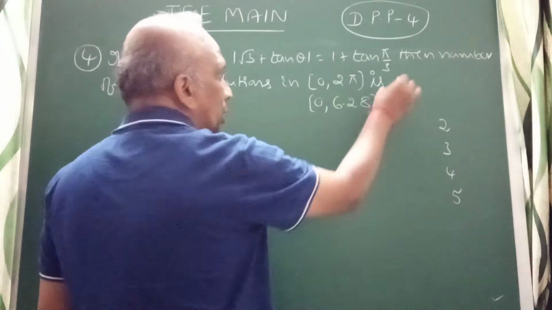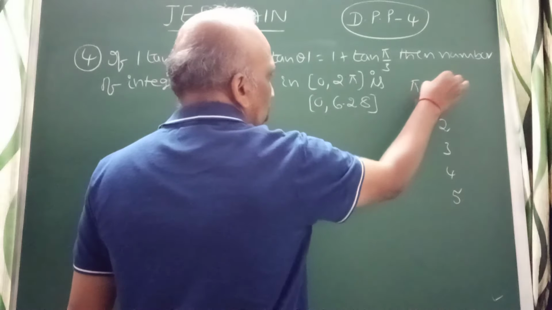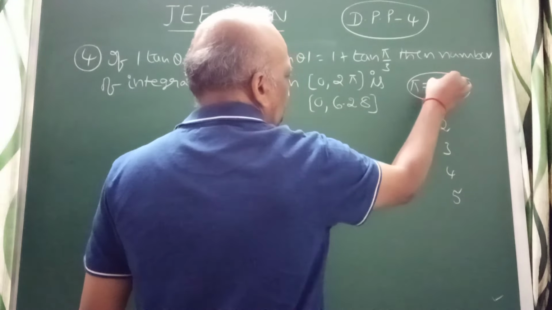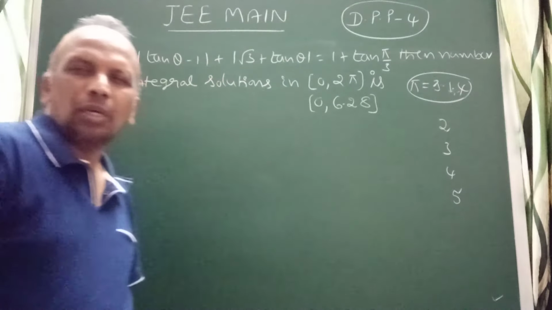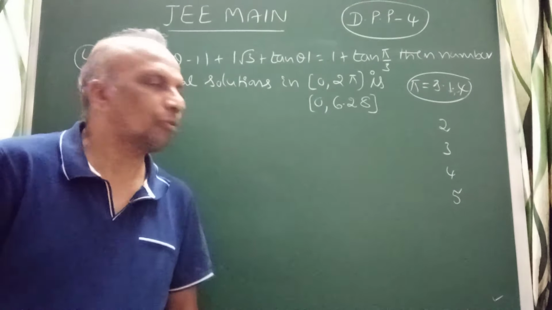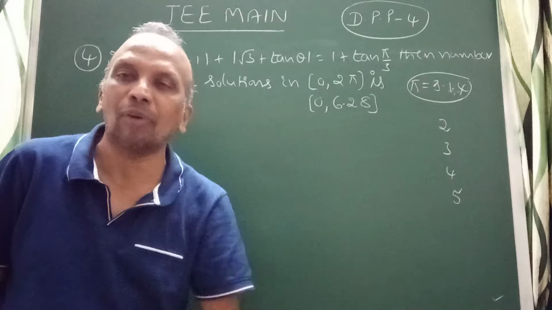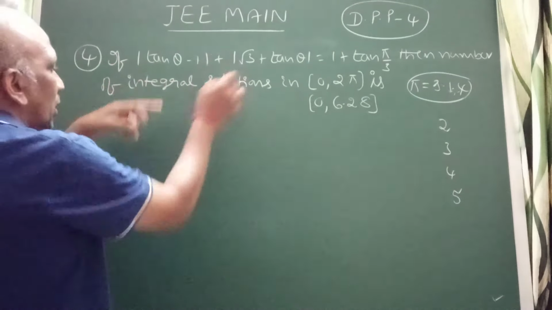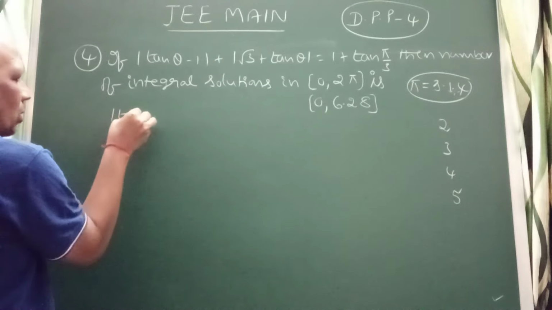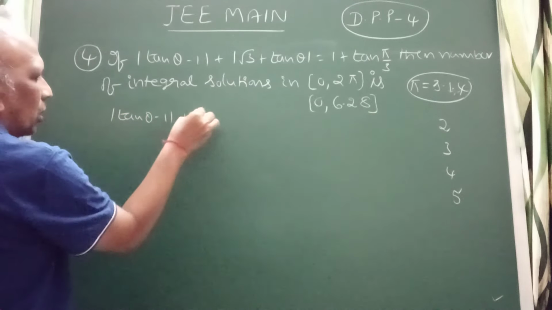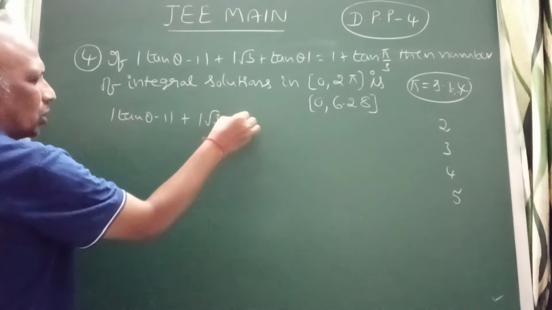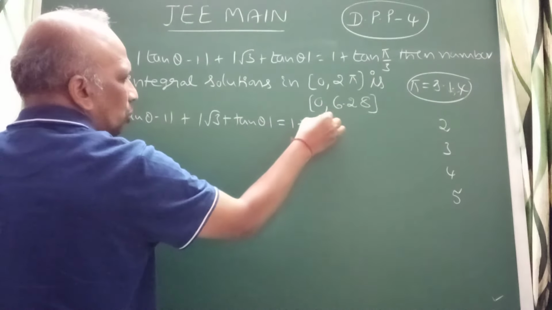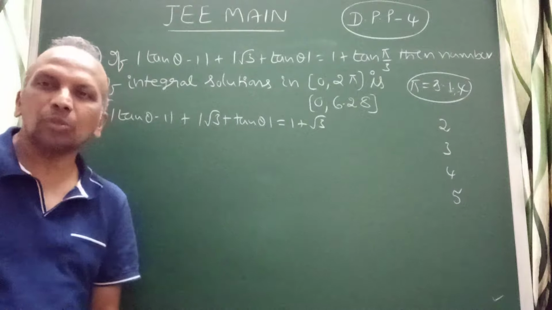What is the meaning of pi? Pi is 3.14. The approximate value of pi is 3.14. Between them it should be integral values to satisfy this. But they have given here mod tan theta minus 1 plus mod root 3 plus tan theta equal to 1 plus tan 60, which is root 3. Correct? This is possible.